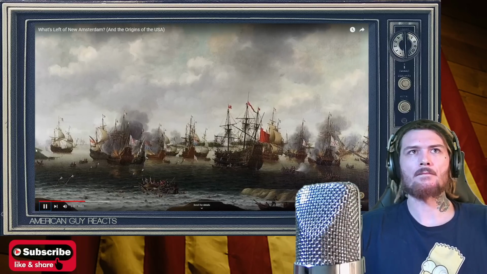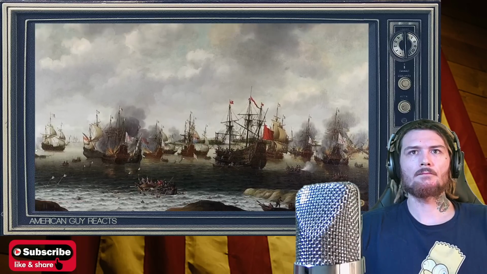The British would hold the settlement until it became part of the United States. Now, over 300 years since New Amsterdam became New York City, what's left of it?